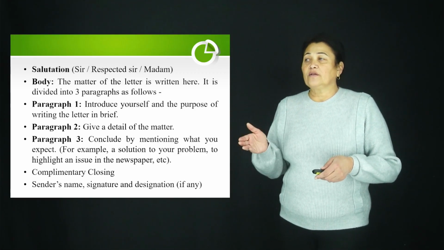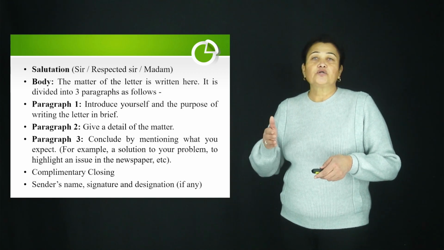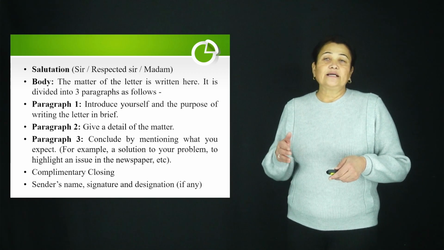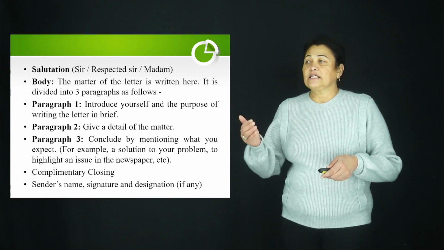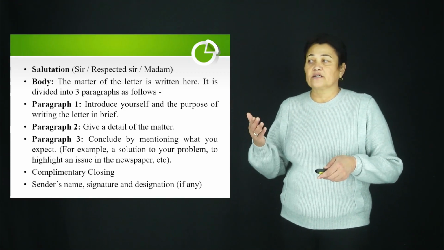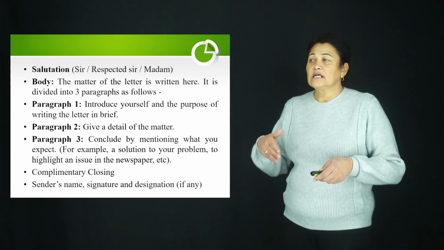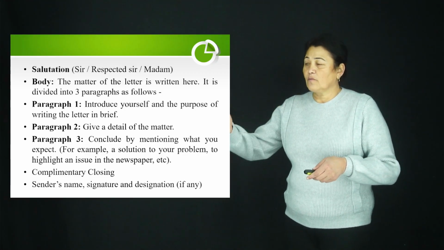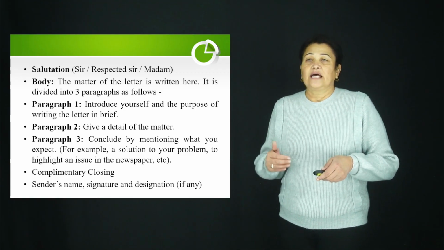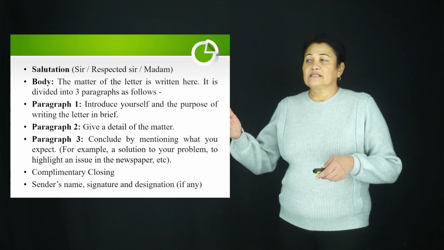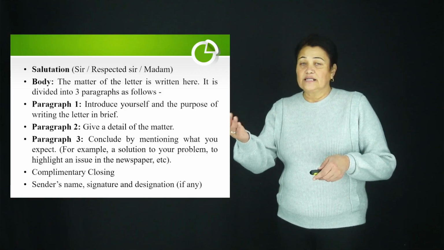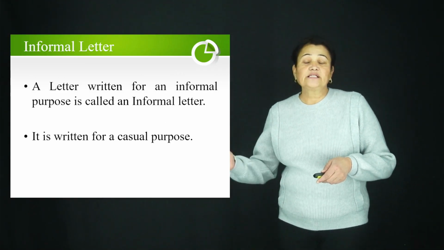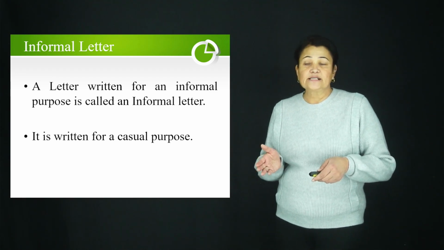In paragraph 1, you should introduce yourself and write the purpose of writing the letter briefly. The second is paragraph 2, give your details of the matter. Paragraph 3 is to conclude, stating what you expect from that company or from that project. And the last one is the closing, then the sender's name and designation. And of course, this is about formal letters.